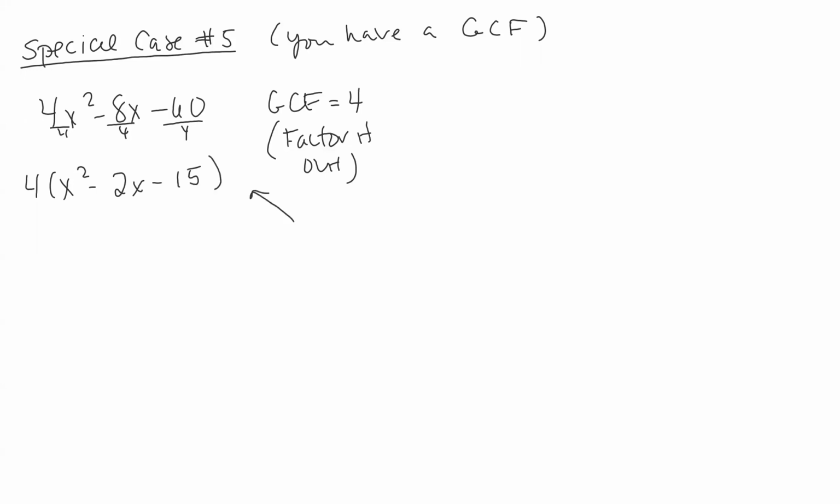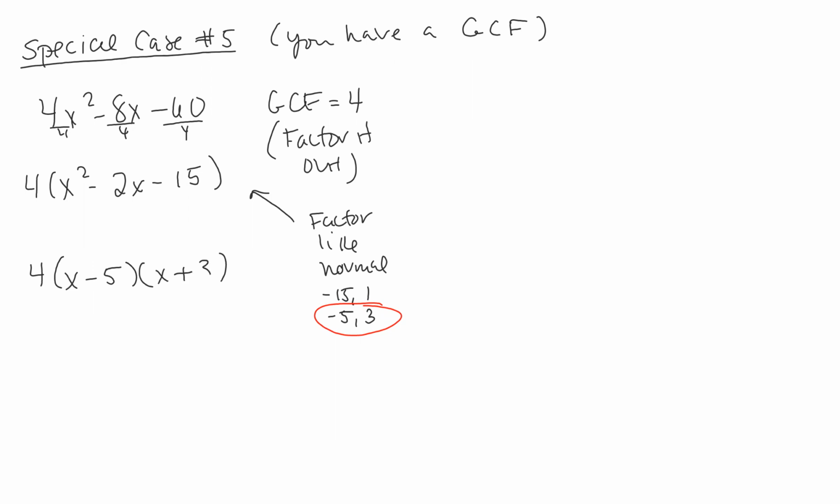And then at this point, factor like normal. But I am going to keep my 4 that I have all along. So inside the parentheses, I have a negative 15. So I need factors of 15 that have different signs. And the negative 2 tells me that the larger factor is negative. So I get negative 15 and 1, negative 5 and 3. Well, negative 5 and 3 is the pair that works. So what I'm going to do is write down that 4, the original GCF. And then I go x minus 5, x plus 3. And that's it.